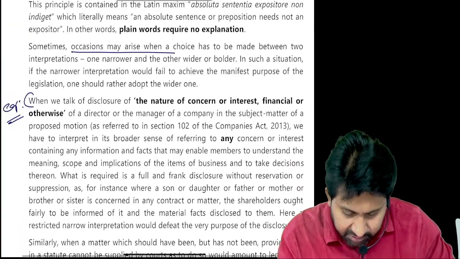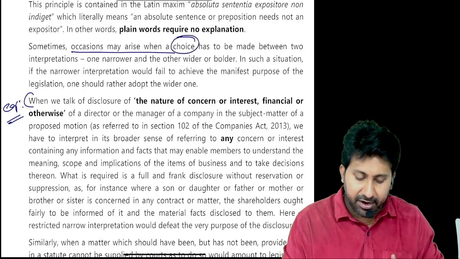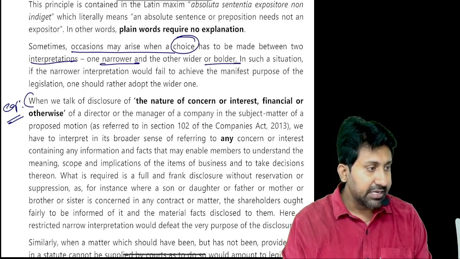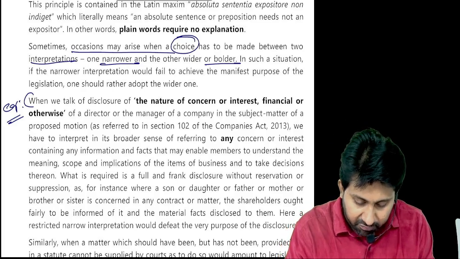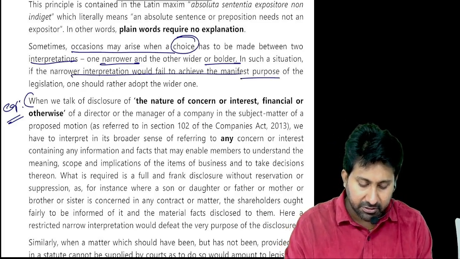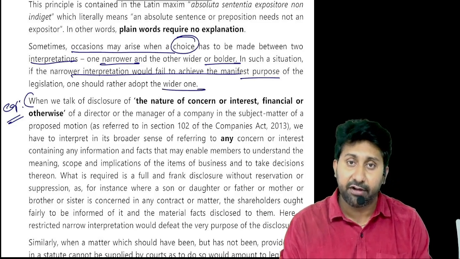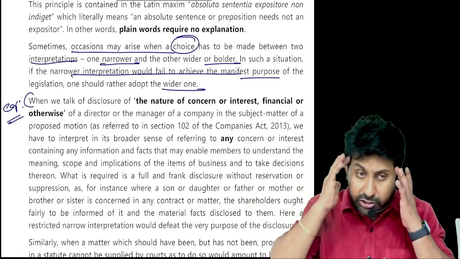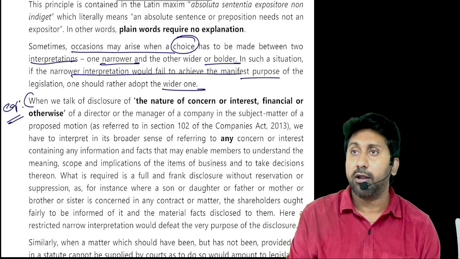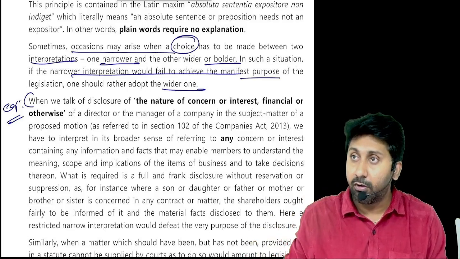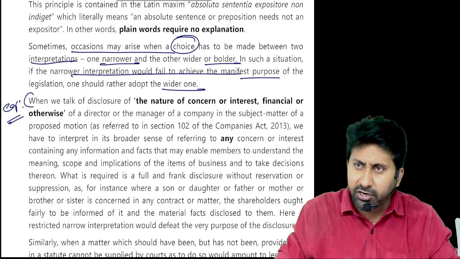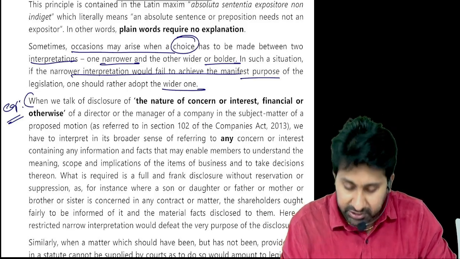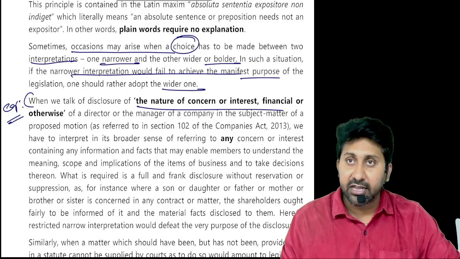Sometimes occasions may arise when a choice has to be made between two interpretations. One is a narrow one, another is a wider and bolder one. In such a case, if the narrower interpretation would fail to achieve the manifested purpose of the legislation, one should adopt the wider one. If you just tell them he is the brother of the director and the company is entering into a contract with him, shareholders will get confused whether to approve this or not. If you explain everything in detail, why that extra 10 rupees is given, with full disclosure, they can make a better decision.